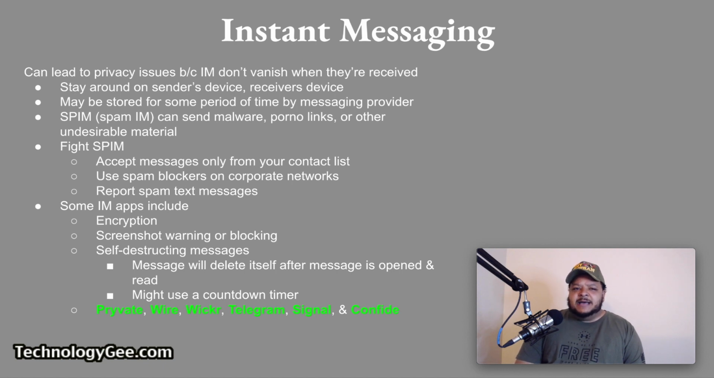Some instant messaging apps include additional privacy and security features such as encryption, screenshot warning or blocking, and self-destructing messages. You have apps such as Private, Wire, Wickr, Telegram, Signal, and Confide. These are some of the instant messaging apps that you can choose from. A self-destructing message is a message that will delete itself after the message is opened and read. It might also use a timer that counts down from the time the message was opened or from the time the message was sent to determine when to destroy the message.